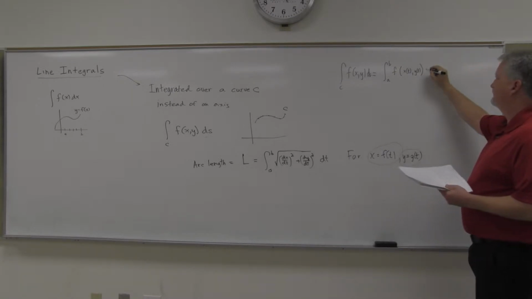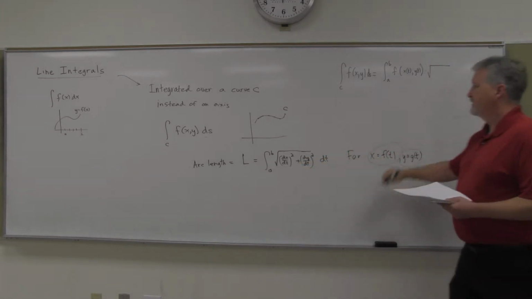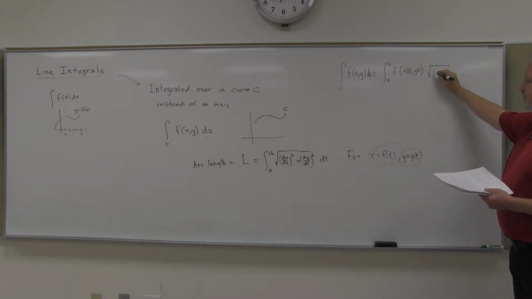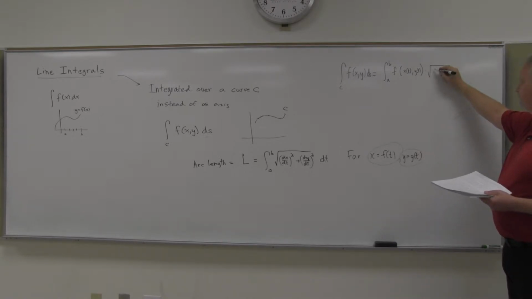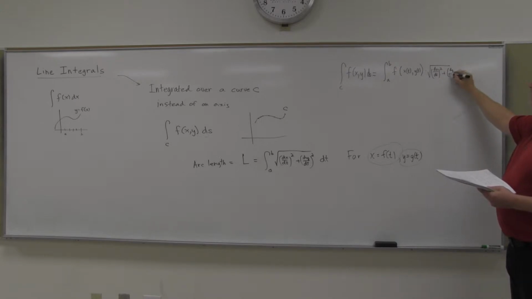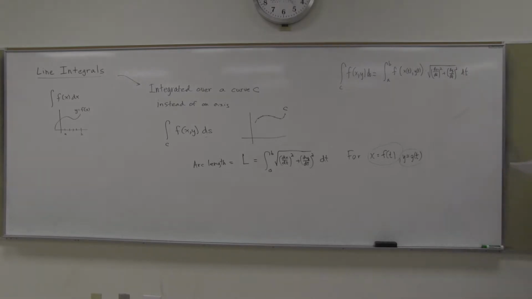Then we're going to multiply by our little arc length here, the square root. We went through why it is that, but that comes up in this. So you take the derivative of x with respect to t, squared, plus the derivative of y with respect to t, squared, dt.